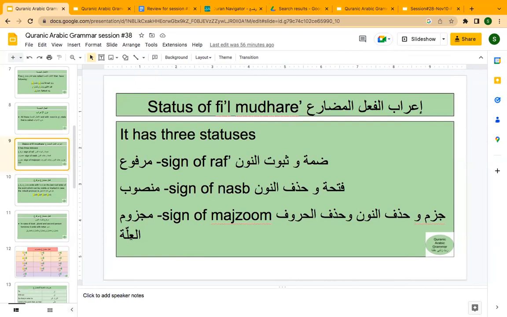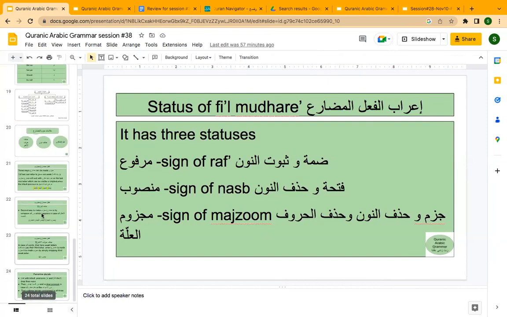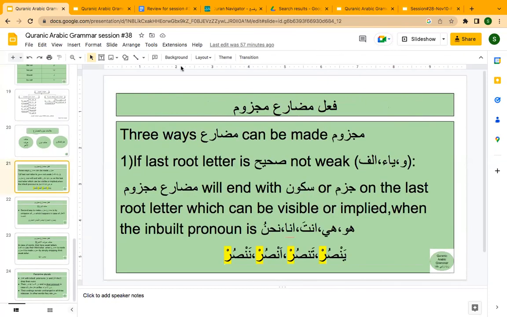Sakoon. Very well done. So jazm is that sakoon sign on your letters. In case your word is from those af'al that have an inbuilt pronoun, huwa, hiya, anta, ana, nahnu, one way to make mudare majzoom is by putting a jazm at the last root letter.